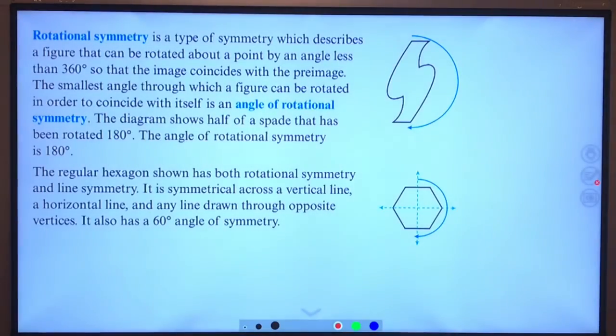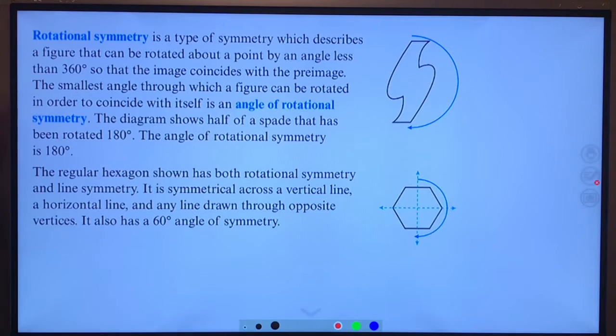Now we also have rotational symmetry. Rotational symmetry is a type of symmetry which describes that a figure can be rotated about a point by an angle less than 360 degrees so that the image coincides with the pre-image. The smallest angle through which a figure can be rotated in order to coincide with itself is an angle of rotational symmetry.